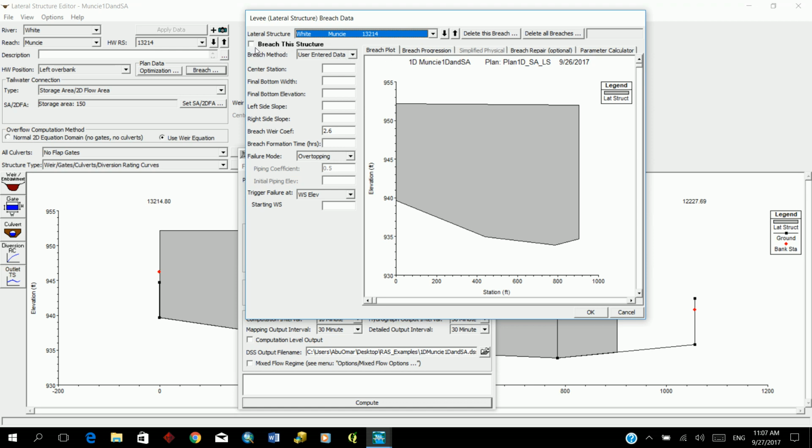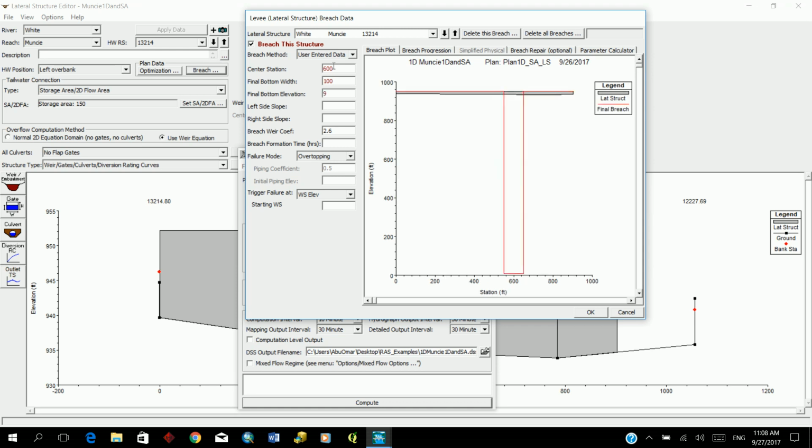Okay, it is there on the big screen. There is nothing on these two screens. Okay, I don't know where these go, but now the data for bridging, it is on this Excel spreadsheet that we gave you. Look, here is the data. Can you see it and copy it? So the first one, center station, 600. So 600. Final bottom width, 100.